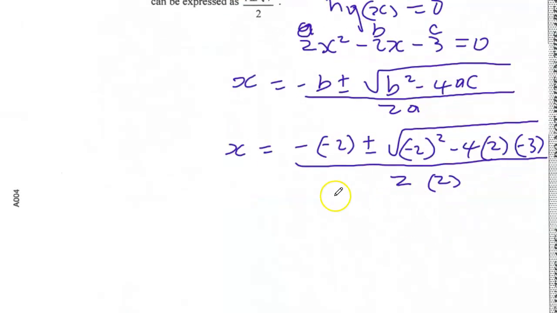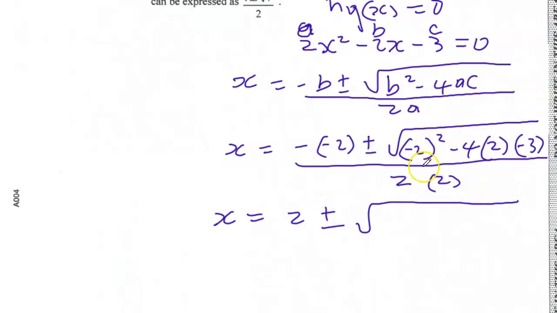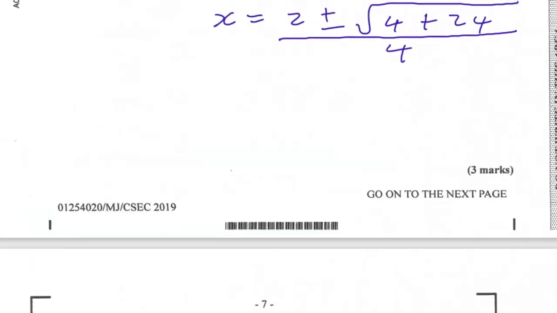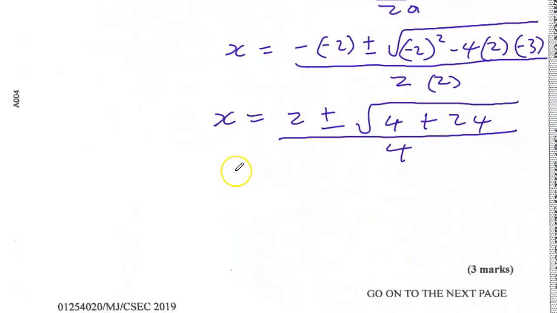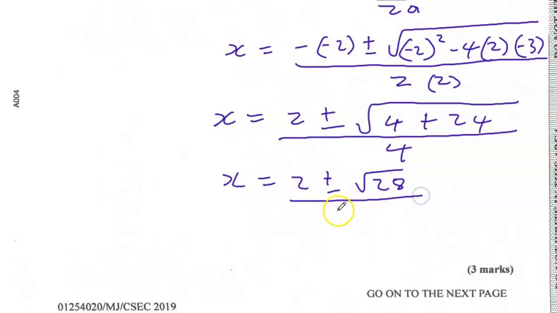So we end up with x equal to, minus minus 2, that's positive 2, plus or minus the square root. Now we have minus 2 squared, that's 4, and then minus 4 times 2, that's minus 8, and minus 8 times minus 3, that's positive 24, all upon 2 times 2, which is 4. So we end up with the square root of 28. So hence x equals 2 plus or minus the square root of 28 all over 4.